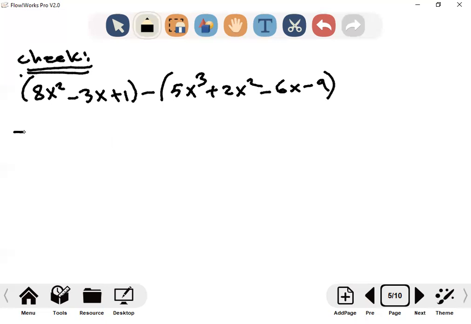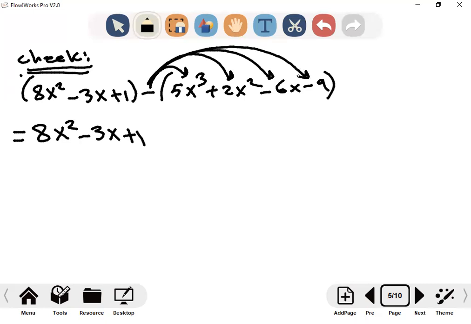The first parenthesis comes down the same. This subtraction sign is distributed. The minus on a minus, plus. The minus on a plus, minus. Okay, don't forget that. Minus on 5, minus 5x power 3. Minus on a plus 2, minus 2x power 2. Minus on minus 6, plus 6x. Minus on minus 9, plus 9. Right? We change the signs. So after that, combine the like terms.